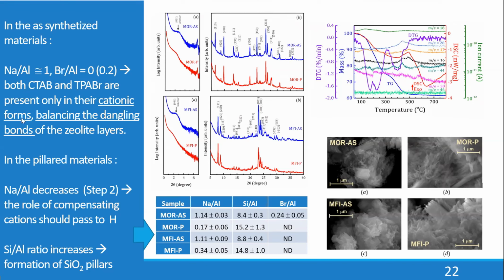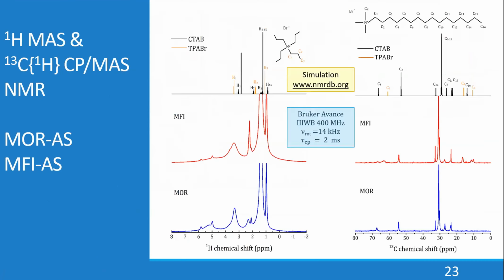However, in the pillared materials, the sodium to aluminum ratio sharply decreases. It means that the charge compensating cations should eventually pass to protons. And the increase of the silica to aluminum ratio, you see it's doubled, means that SiO2 pillars are formed.